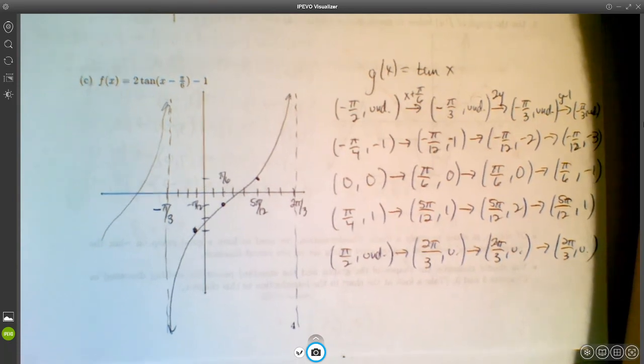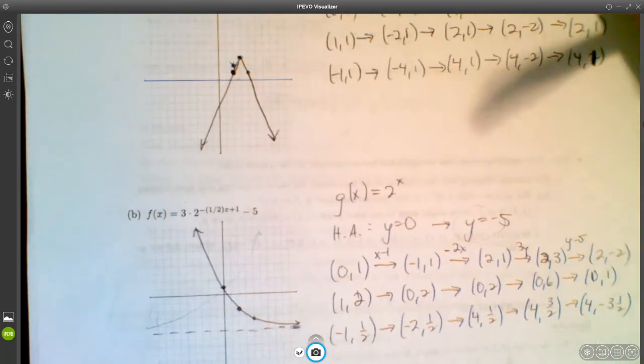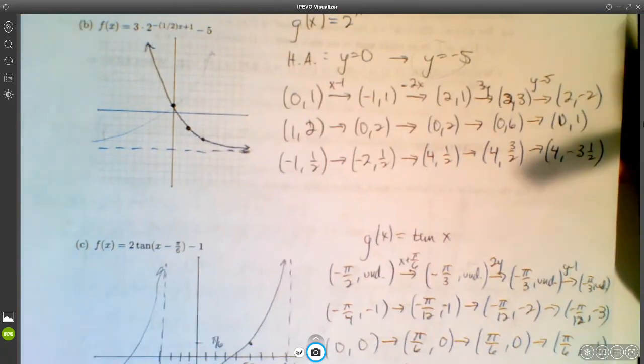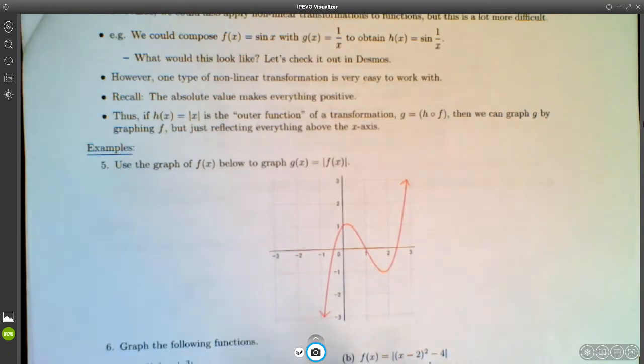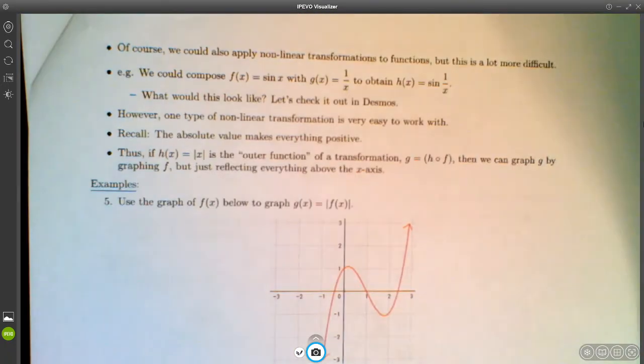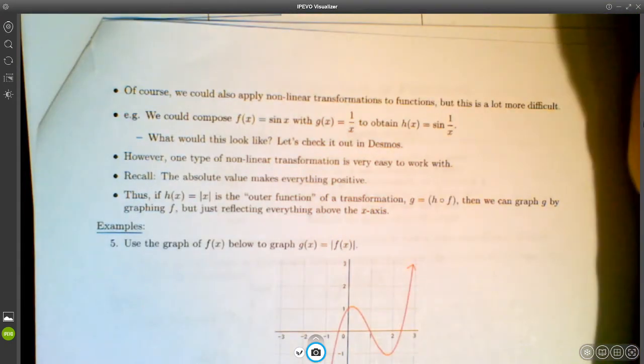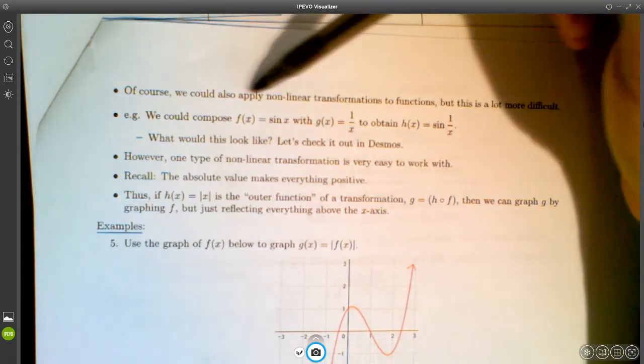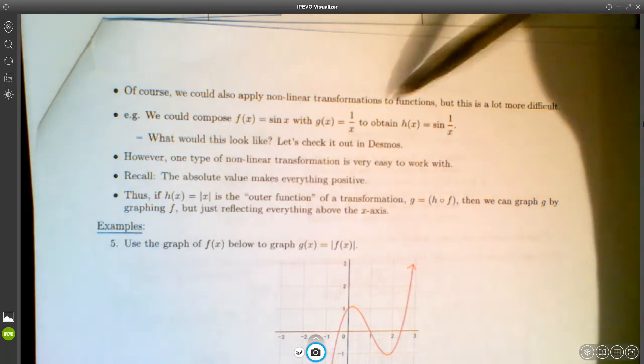Okay, so this is how really complicated transformations work. Okay, so you can do it. You just have to be a little bit more careful, I think, than the way that we've been doing it in the past when we had kind of simpler transformations to work on. One last thing that I want to say is that we could also apply nonlinear transformations to functions.